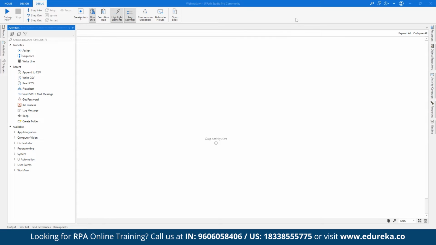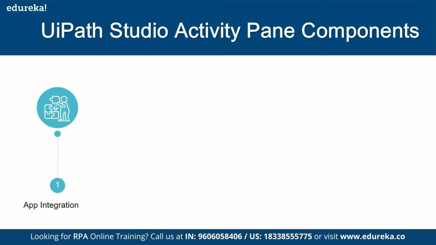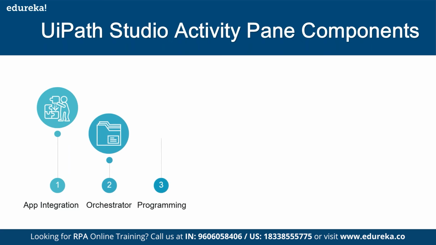All right, so let's look into what we have next. Using the UiPath activity pane component, what are the things we can do? We can integrate an app, that is, the third-party app that you have for UiPath. You can integrate that. Then we can work with the Orchestrator. Orchestrator is again a component of UiPath, which is kind of the heart of UiPath. So we can work with the Orchestrator.